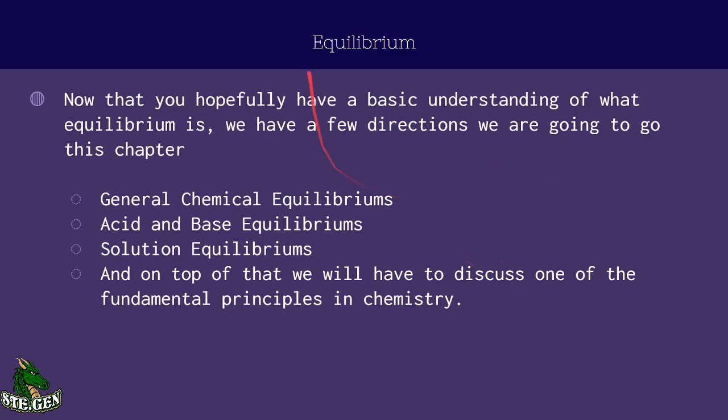So the stuff that we're going to talk about this chapter, and this is our last slide, this is just to give you an idea. We're going to talk about general chemical equilibriums. Then we've got two specific ones we're going to talk about: acid and base equilibriums and solution equilibriums. And then, even though this isn't going to be the last thing we'll talk about, we'll actually probably talk about this in section 3.